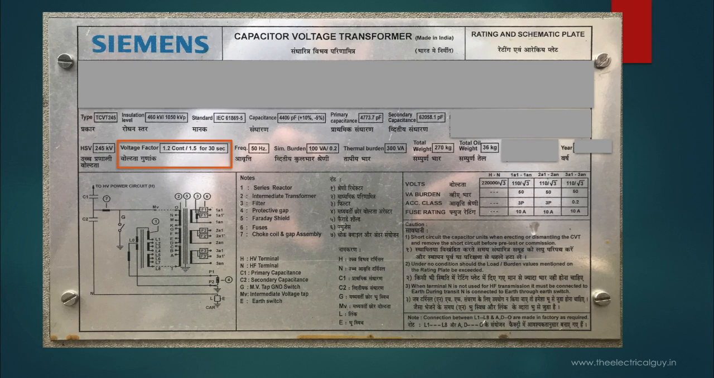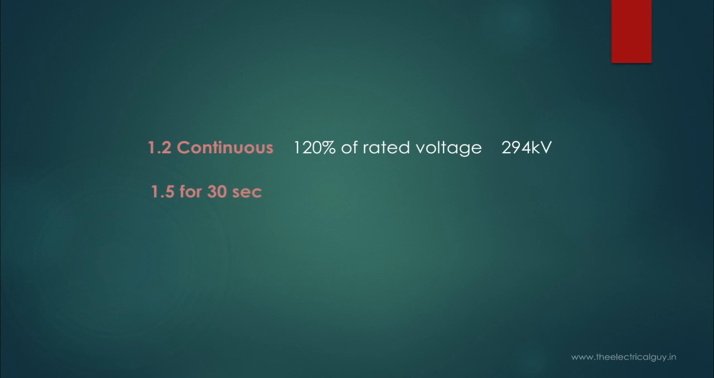Let's see that. First thing is the number mentioned here are in per unit system, that is 1.2 per unit and 1.5 per unit. Voltage factor indicate highest voltage CVT can carry for specific time. So it is mentioned as 1.2 continuous. This indicates that the CVT can carry 120% of rated voltage continuously. 120% of 245 kV is 294 kV and the CVT can carry 294 kV voltage continuously. Similarly, it is also mentioned that CVT can carry 150% of rated voltage, that is 367.5 kV for 30 seconds. This feature is required when the system is undergoing over voltages or voltage swells.